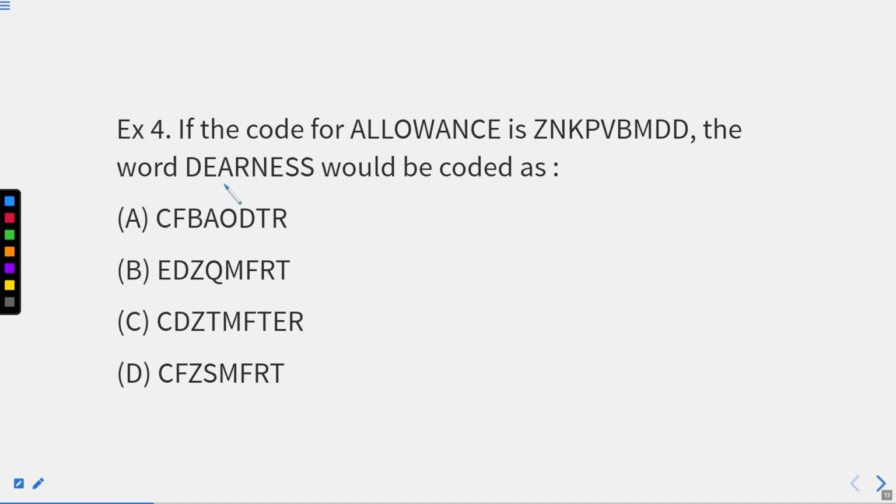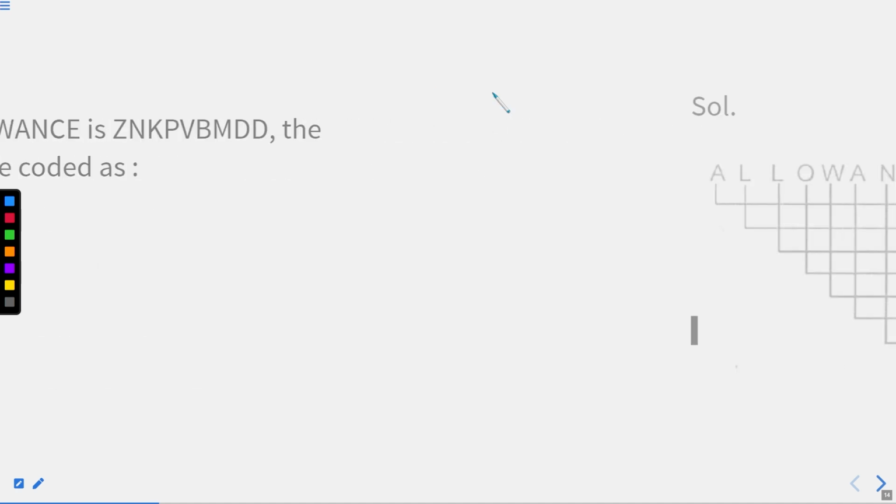For the word dearness, again, you have to find the relation of A with Z. Then you have to check the relation of L with N. Then you have to check the relation of L with K again. Now you see L having two responses. So what exactly is happening? We'll understand that with the help of a diagram.